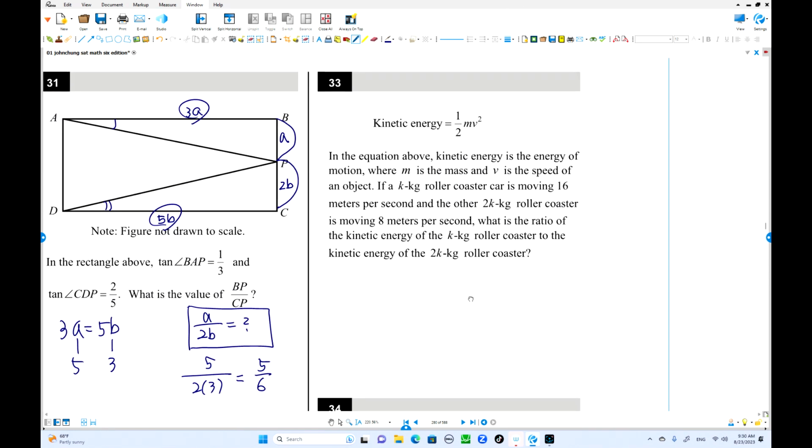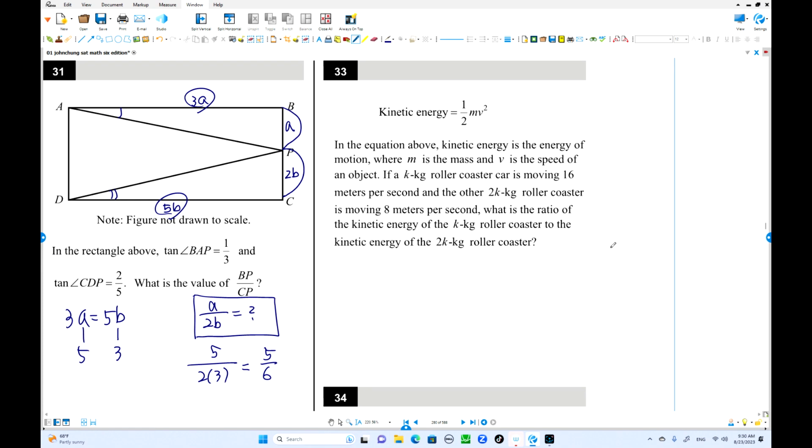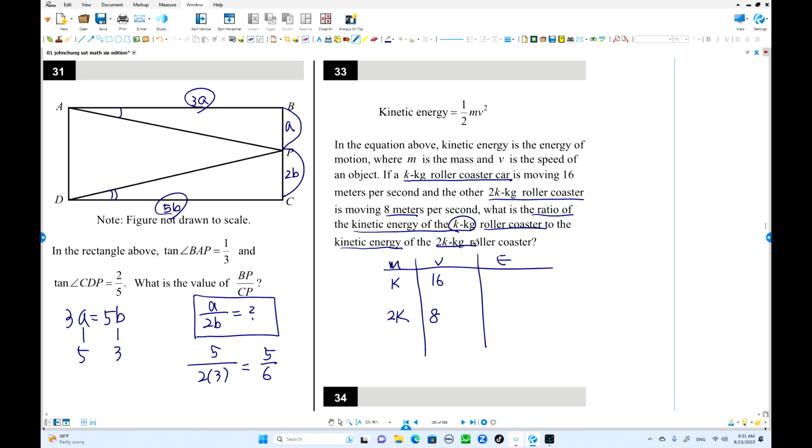Here is number 33. The kinetic energy is 1 over 2 m v squared. We have two different roller coaster cars here. One is k kilograms, the other one is 2k kilograms. The speed of the first is 16 meters per second, and the second is 8 meters per second. You're going to find the ratio of the kinetic energy of the k kilogram roller coaster to the kinetic energy of the 2k kilogram roller coaster.